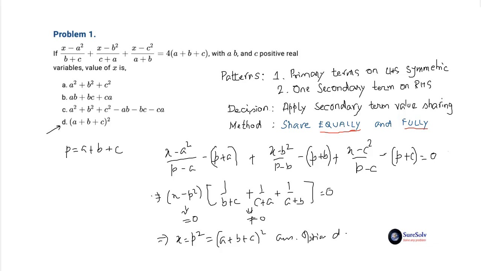How did we solve the problem? First, we identified a specific pattern and took the decision to apply the secondary term value sharing method. Second, we simplified the complex expression by substituting p for a plus b plus c. And the third step, we have shared equally and fully the right hand side term for a plus b plus c between the three terms on the left hand side. That gave us the solution finally. This is a systematic and powerful method that you can apply to solve such complex problems.